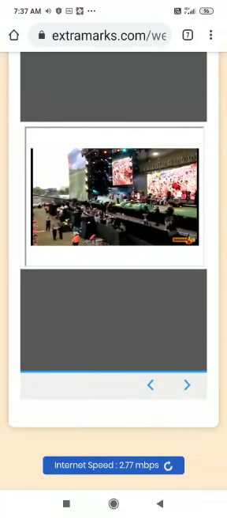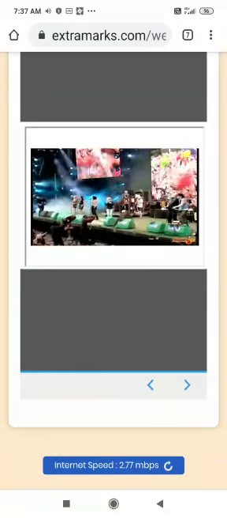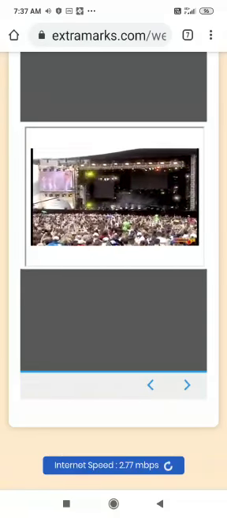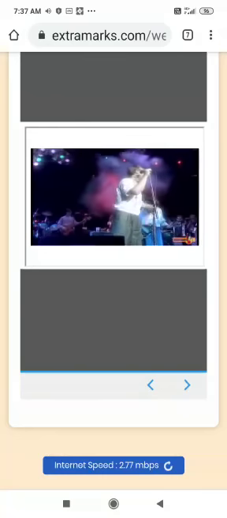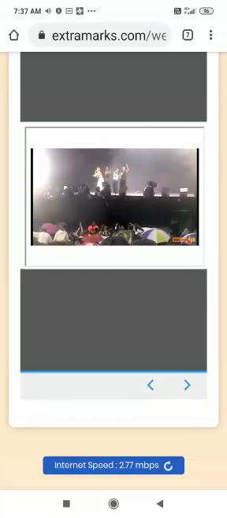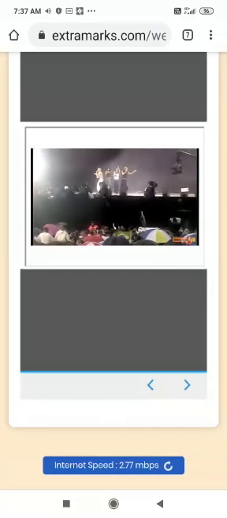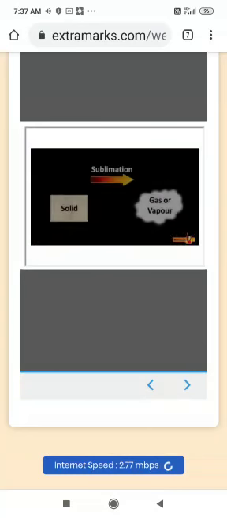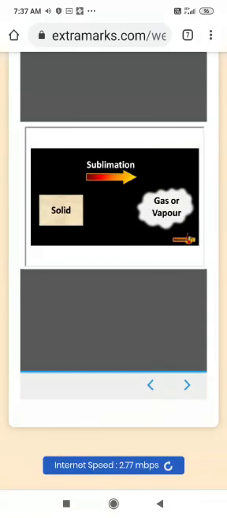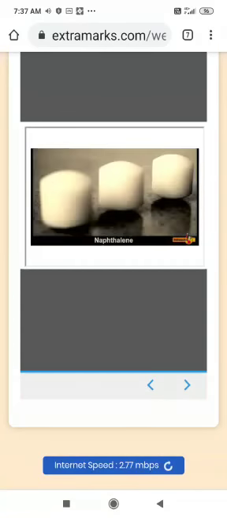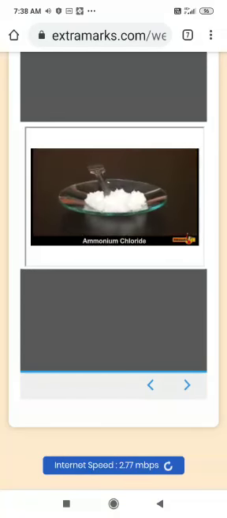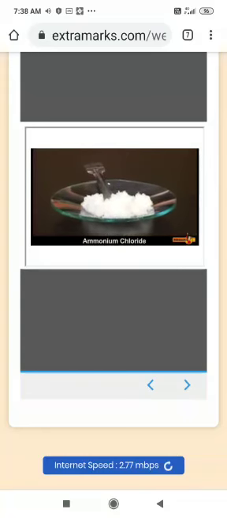In stage shows or live performances, you might have seen fog or smoke effect. Do you know how this effect is created? Let's understand the science behind it. This effect is created by the sublimation of dry ice or solid carbon dioxide. Sublimation is the process by which solid changes directly into vapors on heating. Naphthalene, camphor, ammonium chloride are some common examples of sublimating substances.